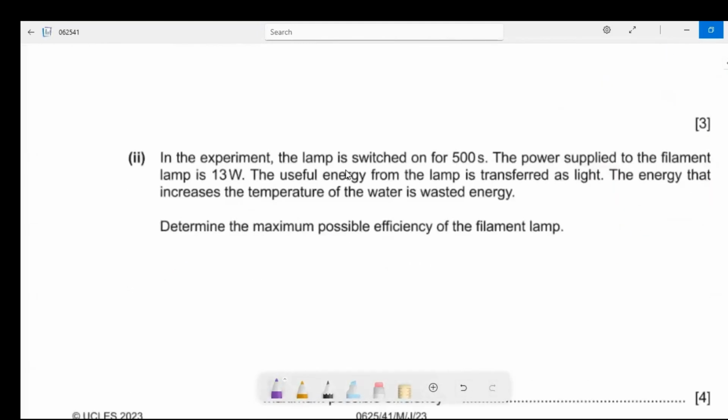In the experiment, the lamp is switched on for 500 seconds. So here time is given as 500 seconds. The power supplied to the filament lamp is 13 watt. The useful energy from the lamp is transferred as light, and the energy that increases the temperature of the water is wasted energy, that is thermal wastage. Determine the maximum possible efficiency of the lamp.